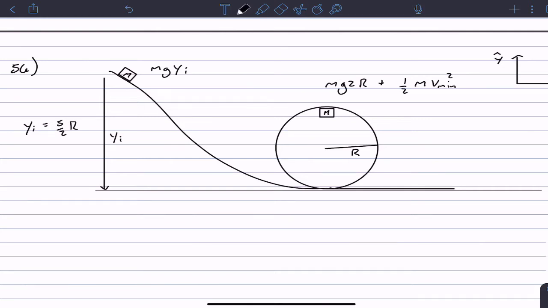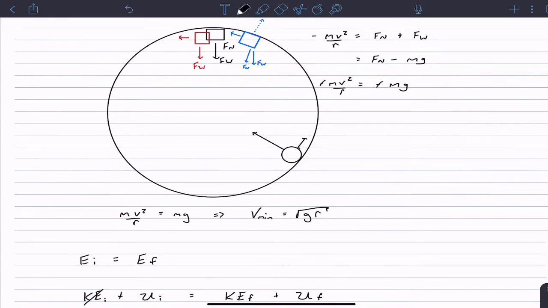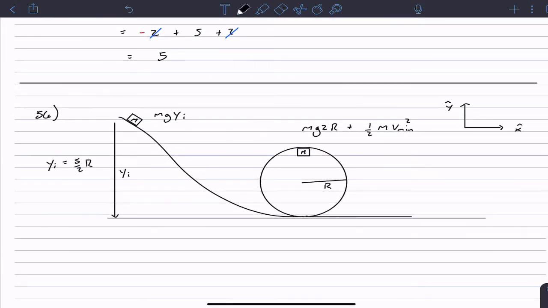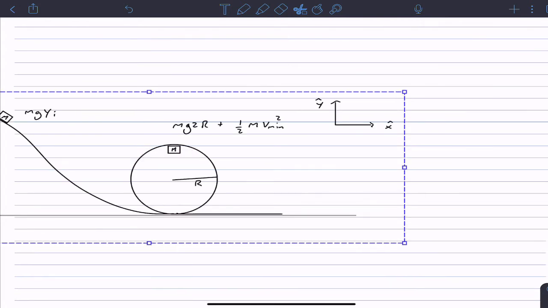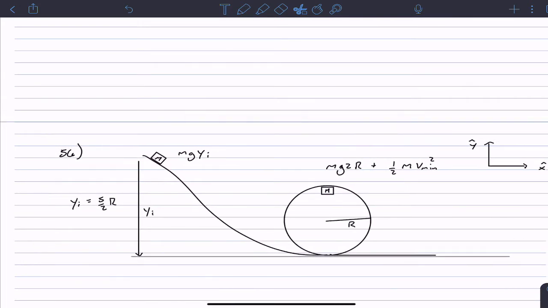Okay, for the next problem, we have the same setup. So scroll back up here. I'm going to take this. We have this. All of this is the same, that's what it tells us in the problem. But the difference is this is no longer 56, it's 57.